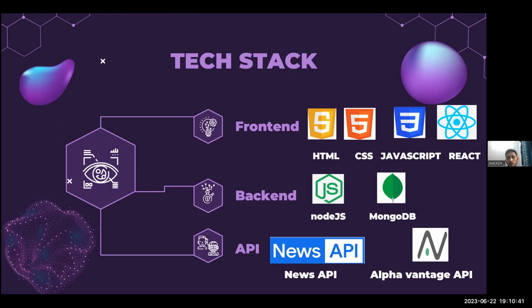In the database part, these frameworks will be used to store information about the different users currently using our website and their portfolios, which will include the different stock data. Talking about the APIs, the news API is used to fetch real-time news information, and the Alpha Vantage API is used to fetch real-time stock information.